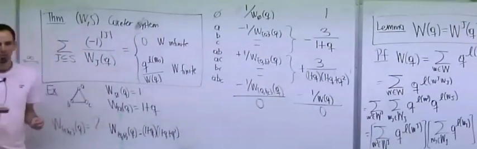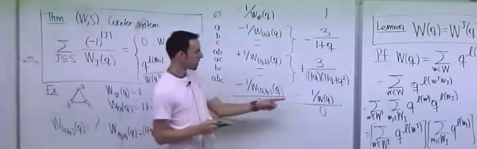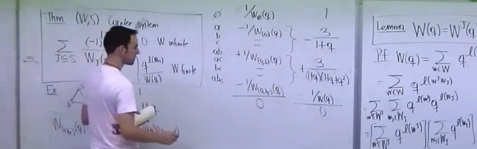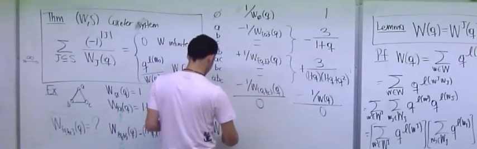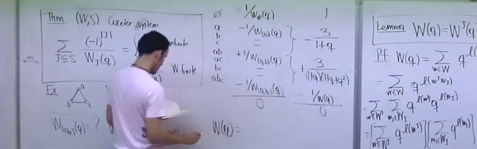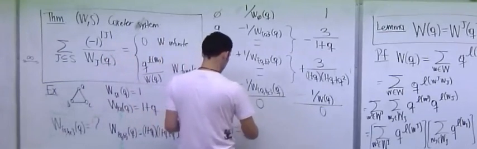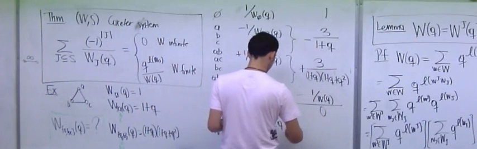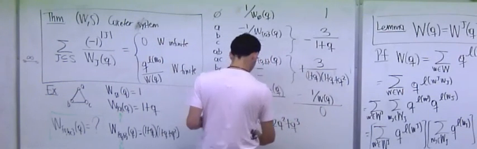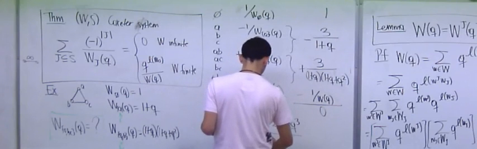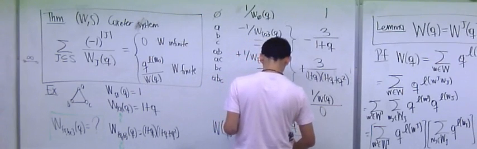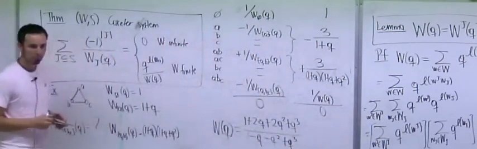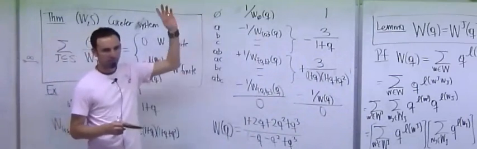And so that's how you do it. Then that expresses W of Q in terms of the other ones. You just solve for W of Q. I'll tell you what you get. You get 1 plus 2Q plus 2Q squared plus Q cubed divided by 1 minus Q minus Q squared plus Q cubed. That's what you get when you solve all of this stuff.